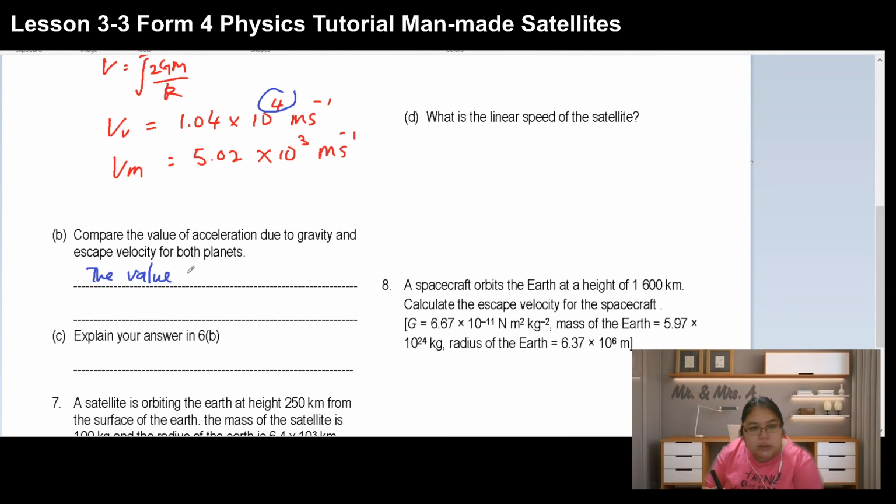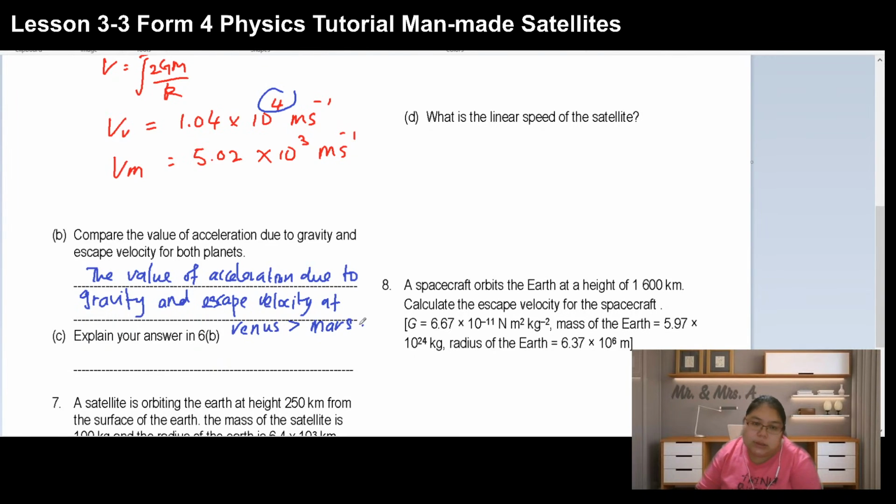Okay, for the acceleration due to gravity and also the escape velocity, Venus is bigger than Mars. Okay, Venus is bigger than Mars.